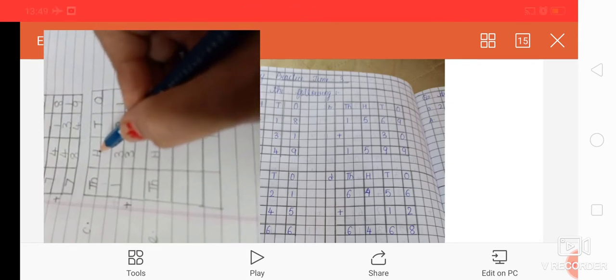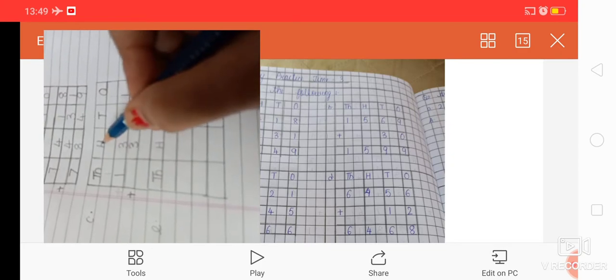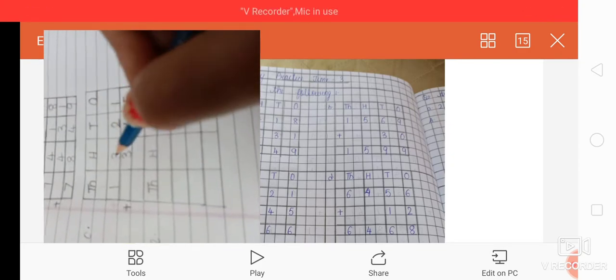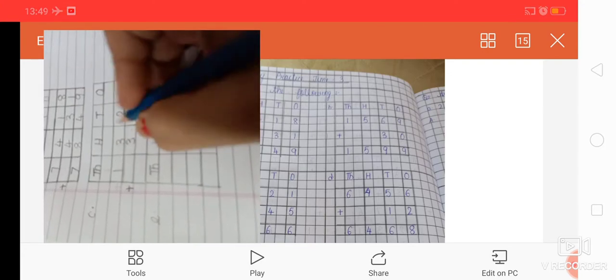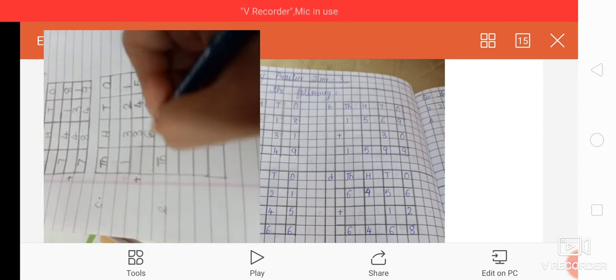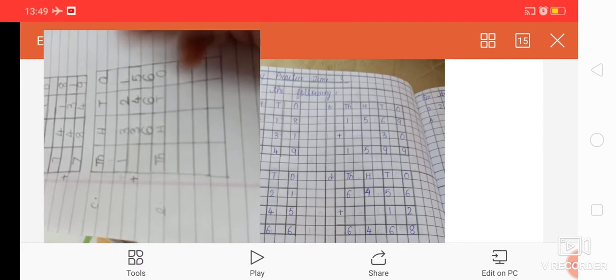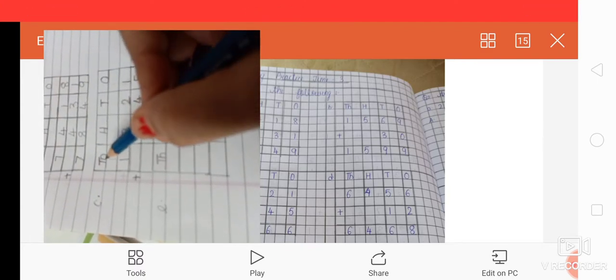Then we add the numbers on the hundreds place. When we add the numbers on the hundreds place, what are the numbers? 3 plus 3. So 3 plus 3 is again 6.